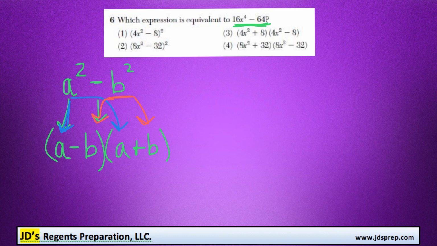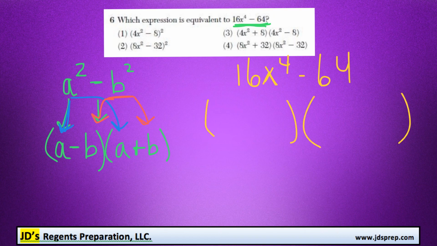So moving back to this question, we've got 16x to the power 4 minus 64. So if we were to factor this, I'll start with creating my sets of brackets. The square root of 16x to the power 4 is going to be 4x squared. And that's because obviously 4 squared is 16, and x squared times x squared would get you x to the power 4. So that's going to be the first term in both sets of brackets here.